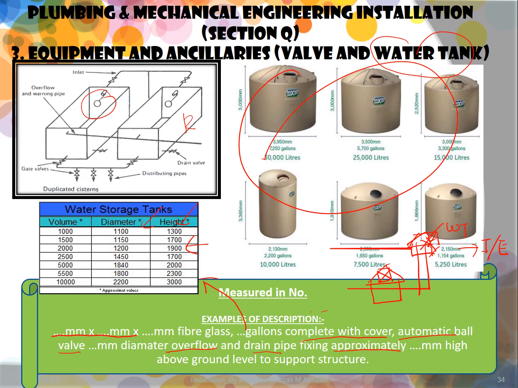If this one is available inside the building, sometimes they say the water tank is installed maybe 500 from the ceiling level. If they are outside the building, sometimes they are located on a concrete plinth or concrete base. So you have to mention from the ground level, what is the height? As long as there is information to mention how this water tank is being installed, that has to be written in the description. Shall be so described.